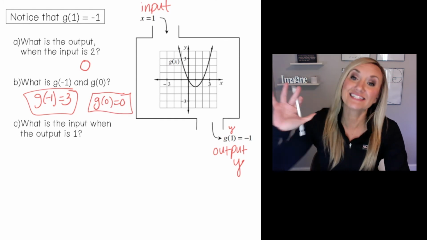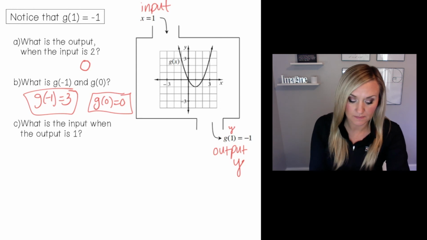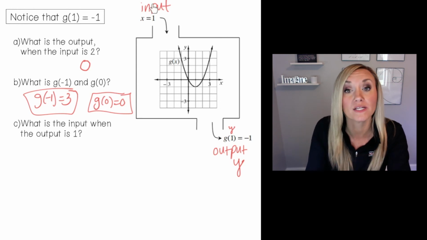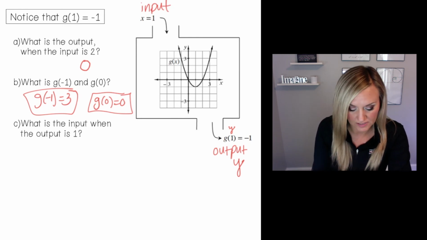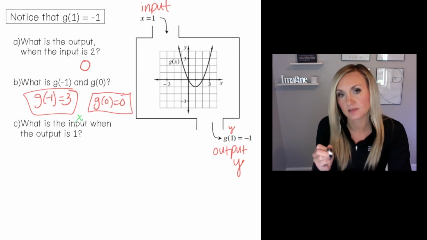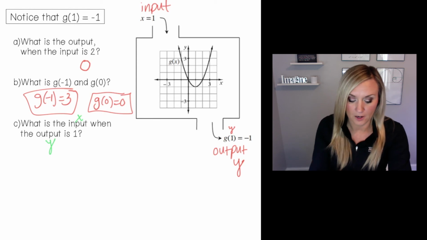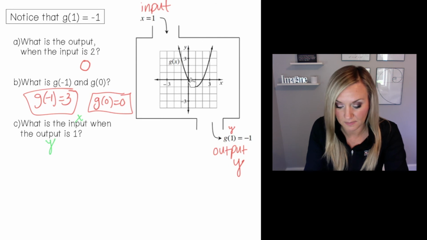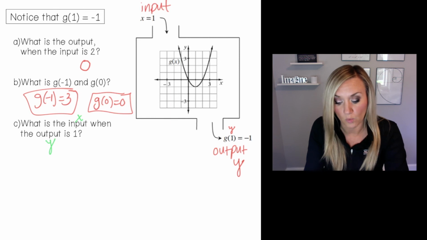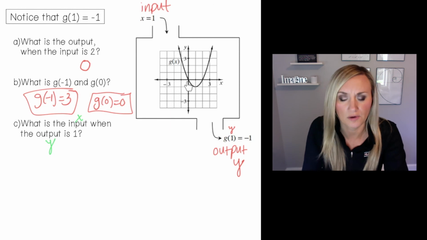All right, and the last example. Okay, so we're going backwards now. I want to know what is the input? What is the x when the output, when the y, is +1? Let's write that down. What is the input, what is the x, when the y is +1? If the y is a +1, which is right here, that's 0, that's +1, what is the x going to be?